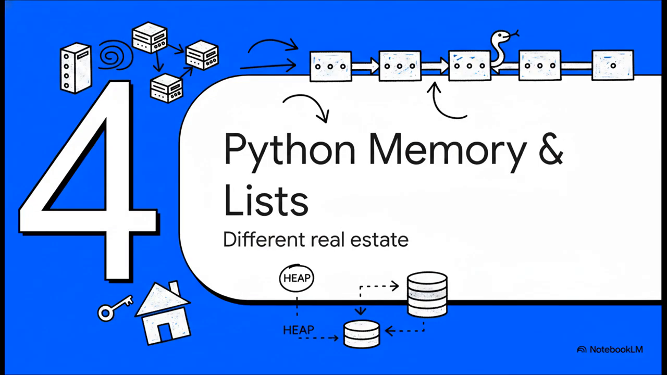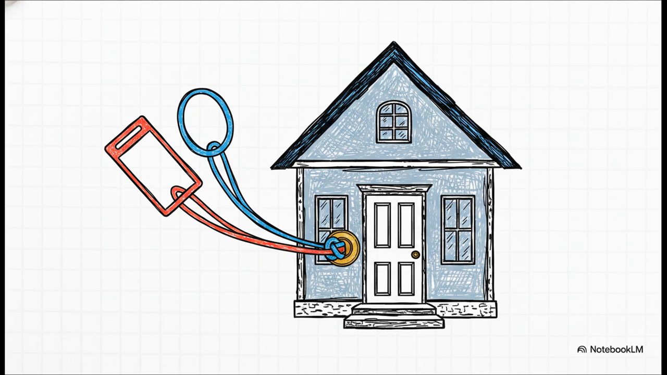All right, section 4, Python memory and lists. Let's move to a higher level language and see how Python plays by its own real estate rules. In Python, the whole concept of variables takes a really fascinating twist. When you type a equals 2, Python doesn't just put the number 2 inside a box named a. Instead, Python finds a spot in memory, puts the number 2 there, and simply makes a name tag pointing to that address.